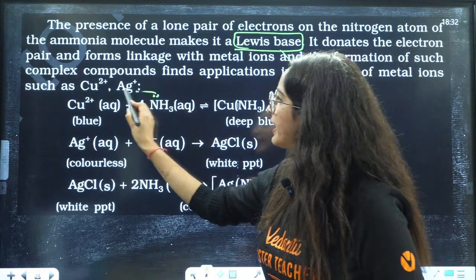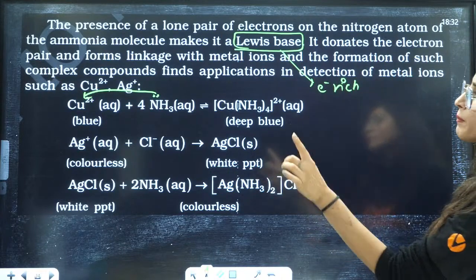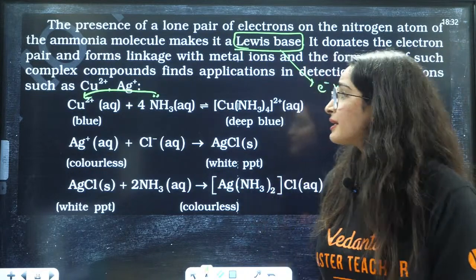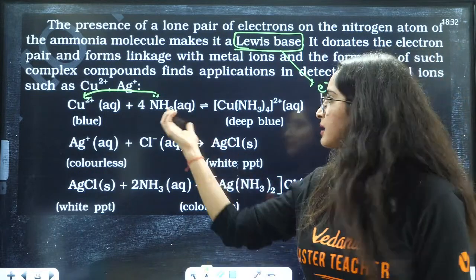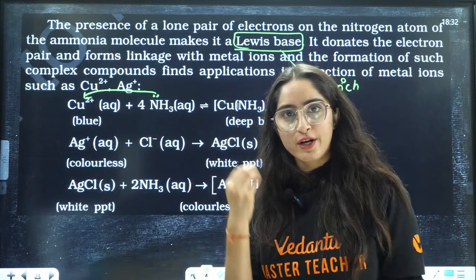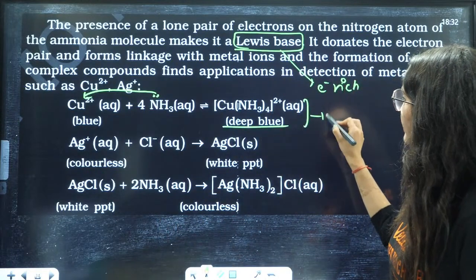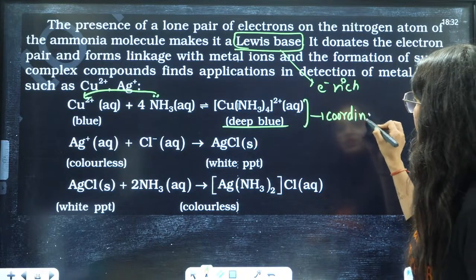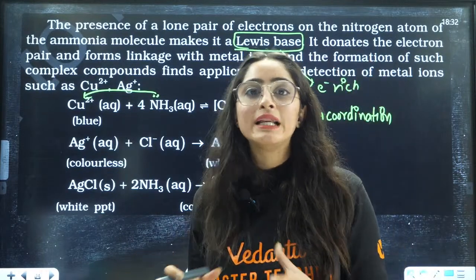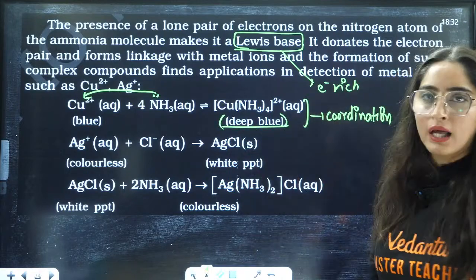Now, when it donates the electron pairs to the metal ions, the formation of such complex compounds finds applications in the detection of metal ions. So basically, that is why it is called amine when it comes to ligands. It will donate the electron pair and act as a ligand. That is how it will form a coordination compound, and that is how ammonia behaves as a good ligand in coordination chemistry. So this is giving you a deep blue color.